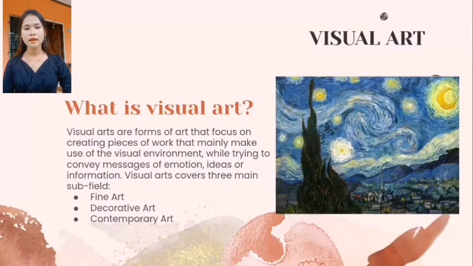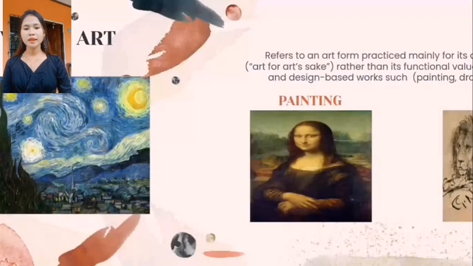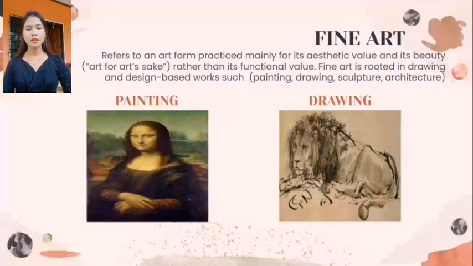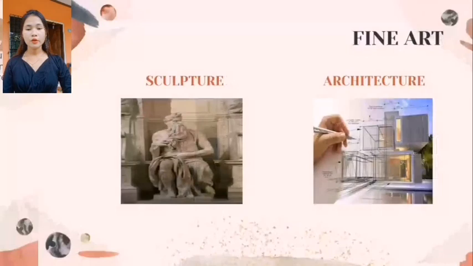Visual art covers the three main subfields, which are fine art, decorative art, and contemporary art. Fine art refers to an art form practiced mainly for its aesthetic value and its beauty rather than its functional value. Fine art is rooted in drawing and design-based works such as painting, drawing, sculpture, and architecture. So these are the examples of fine art.